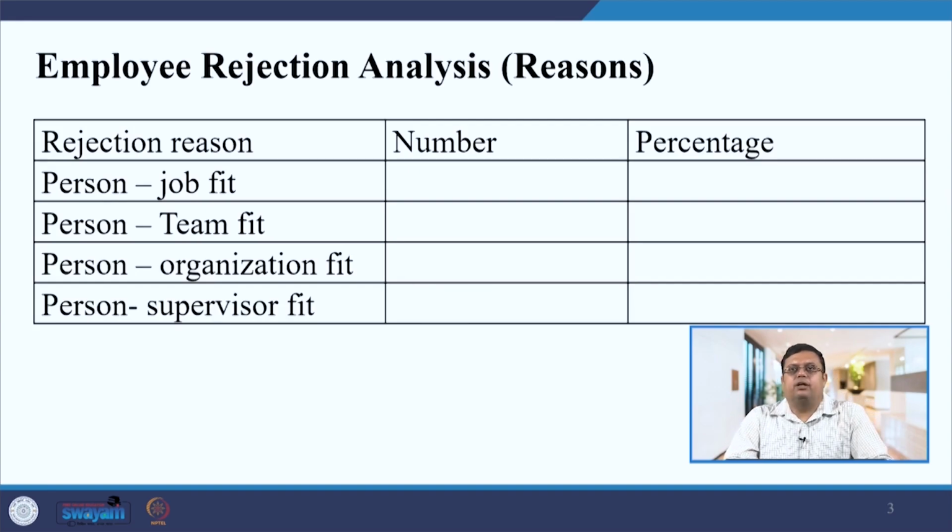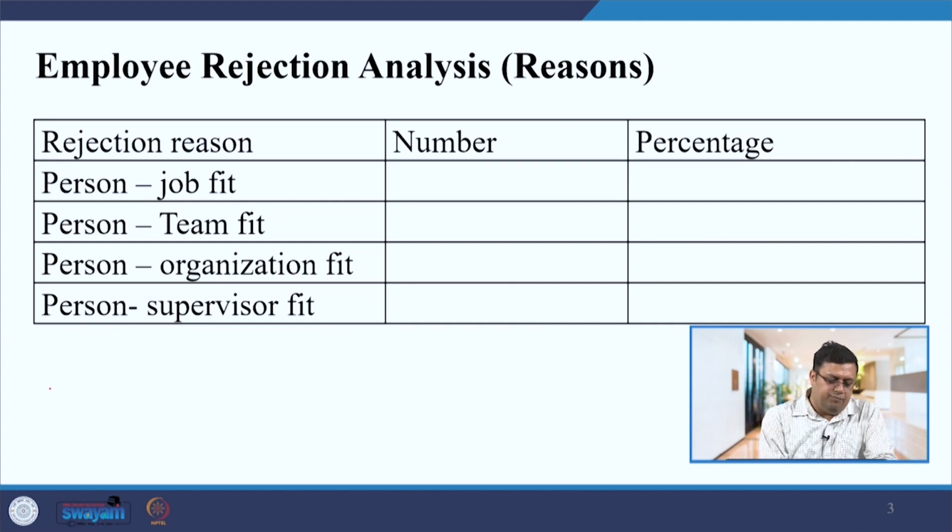In each organization, whenever the selection process takes place, we reject some of the candidates. What I want, being a manager, is to make you understand that you should learn why you are rejecting the candidate. What is the reason for their rejection? That is what you should understand.